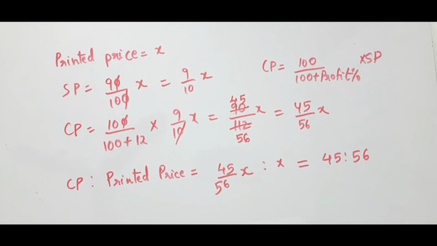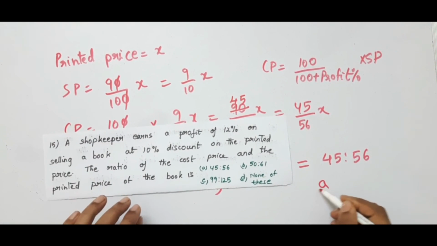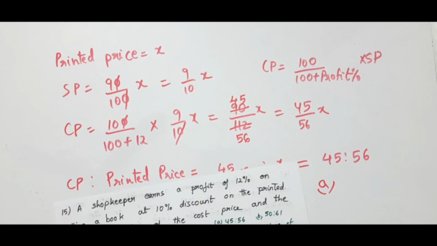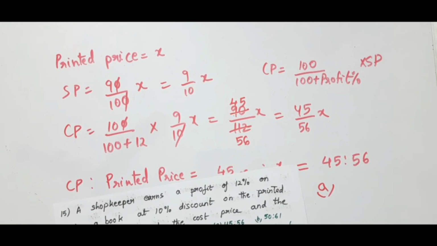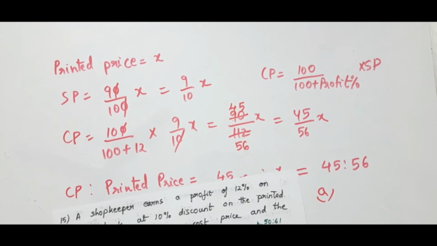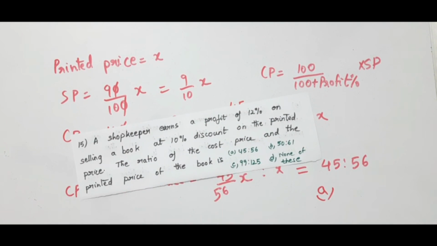So let us go to the options and check where it is. It is option A. So in this way you have to solve this type of problems. If they give the market price, you will use it. If they won't give the market price, you will take it as X. Find the selling price. Using the profit percentage, you will find the cost price. And then you will find the required ratio which is asked in the question.